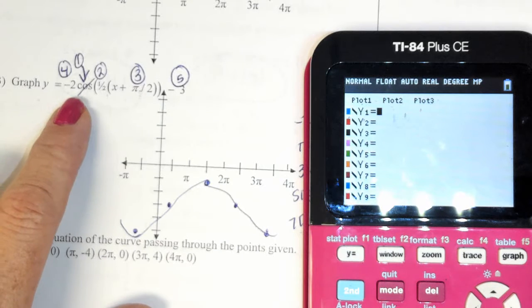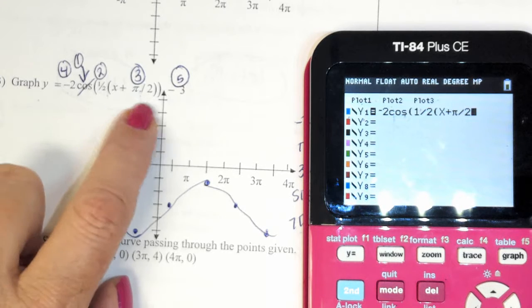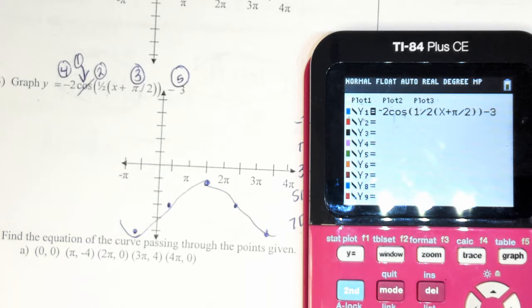So type this in. Negative 2 cosine, 1/2, parentheses x plus pi over 2, parentheses, parentheses, minus 3. We're going to type this whole thing in.